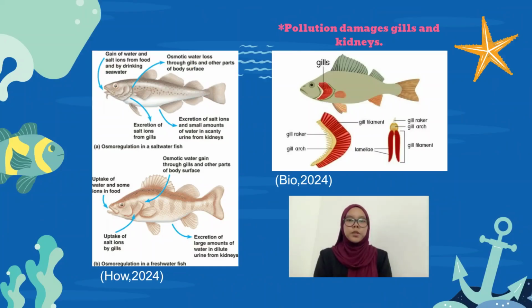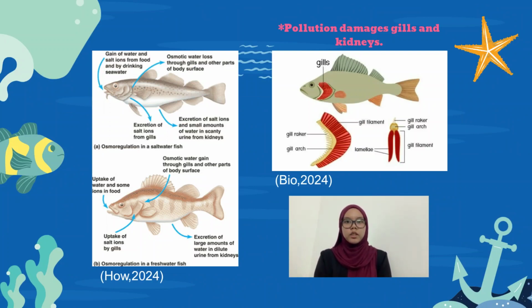My colleagues have previously mentioned osmoregulation. However, I just want to briefly recap it. Osmoregulation in fish is the process where fish maintain a balanced amount of salts and water in their bodies. And environmental changes like pollution and climate change can disrupt this process.